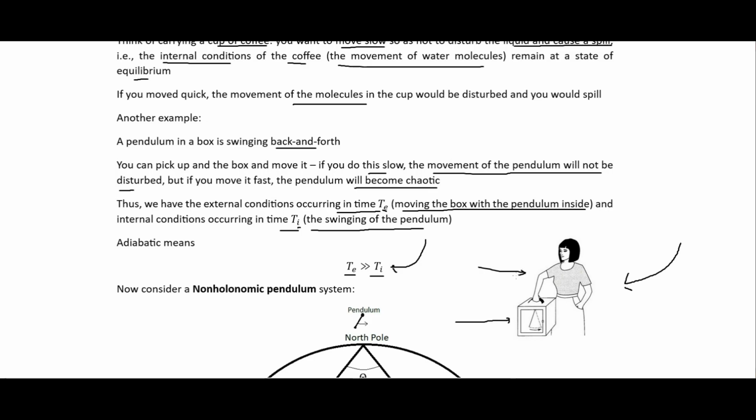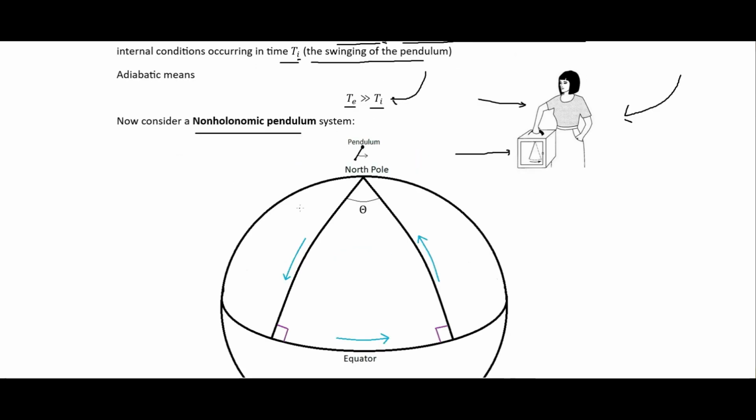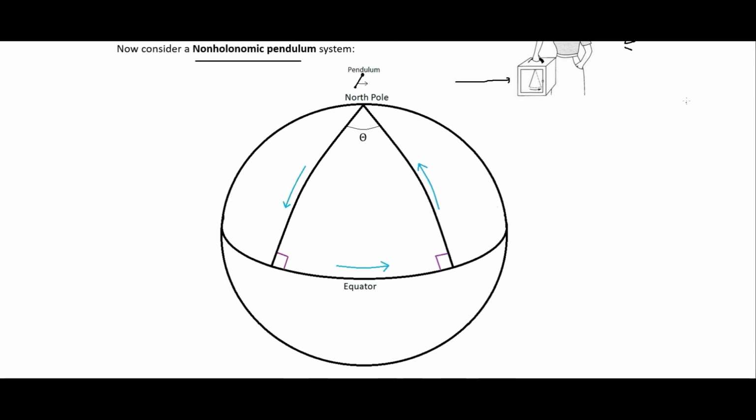and that's happening much quicker than the person is carrying it. And so now we can consider what's called a non-holonomic pendulum. Non-holonomic is just a fancy word meaning that the state of it will be different after the adiabatic process than it was before the adiabatic process.